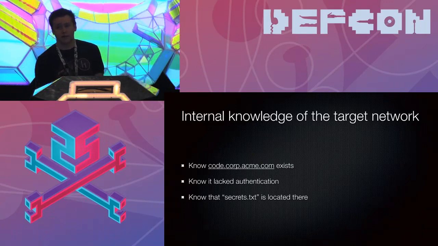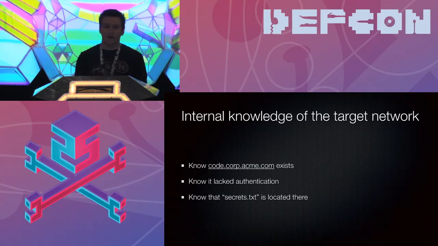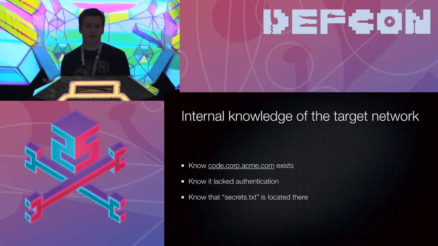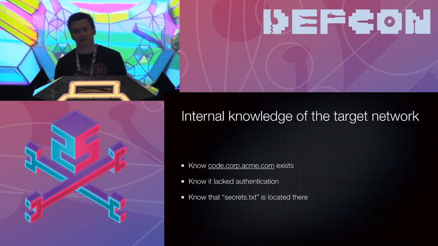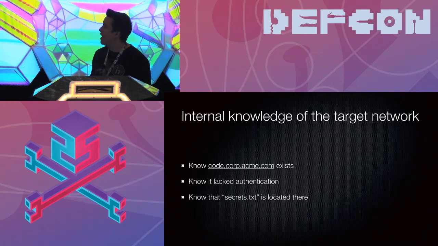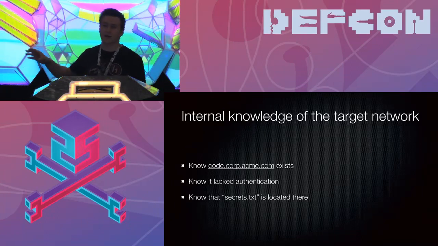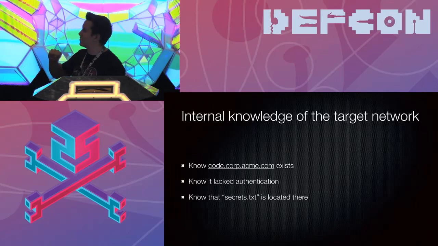We can just try it though. So if I was a malicious actor, I can try it, see if it works. If it works, great, it didn't need authentication. If it doesn't, move on to the next target. And we had to know that secrets.txt was located there. But I don't really think this one's a requirement either.